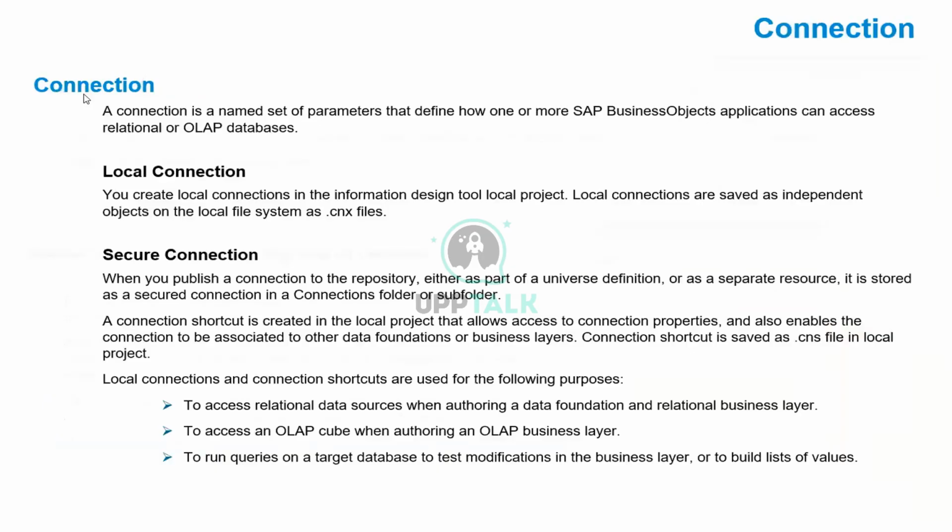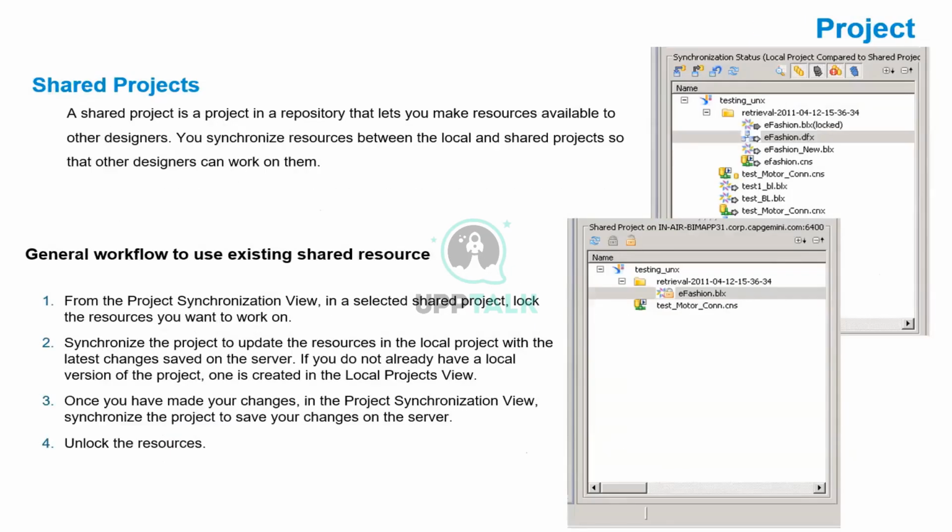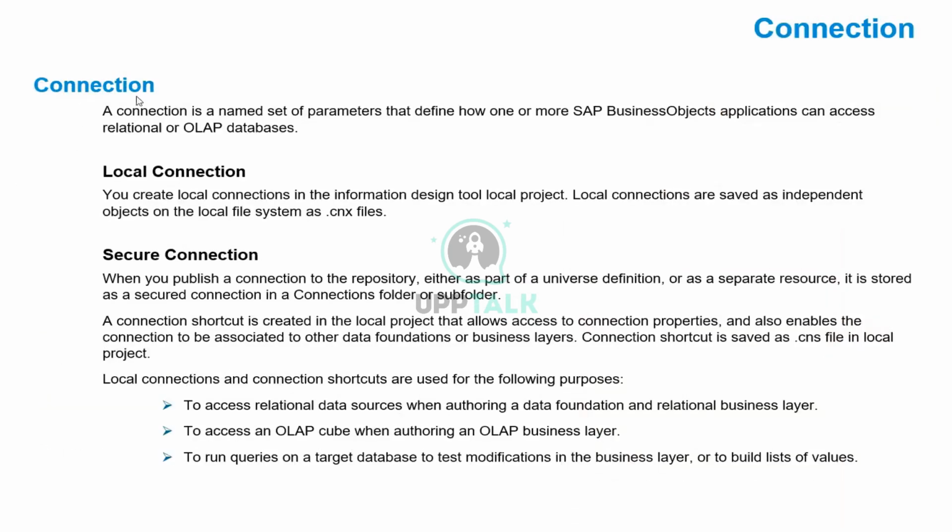First, after creating a project, we have covered the project: now local project and shared project. Then what we create is a connection. A connection is a named set of parameters that define how one or more SAP BOBJ applications can access a relational or OLAP database.